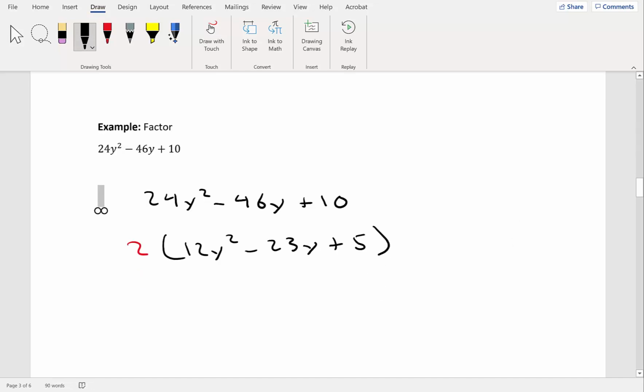So now we have quite a bit of options here for this trinomial. All I'm worried about right now is factoring what's inside the parentheses. We'll leave this 2 alone for now, and then at the end we'll add it to our answer. So we know it has to be 2 binomials. And I know the first 2 terms, when I multiply them together, it has to give me 12y squared.